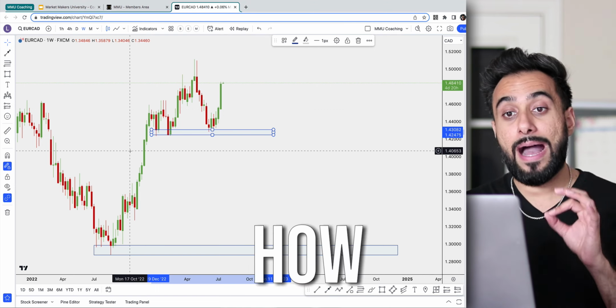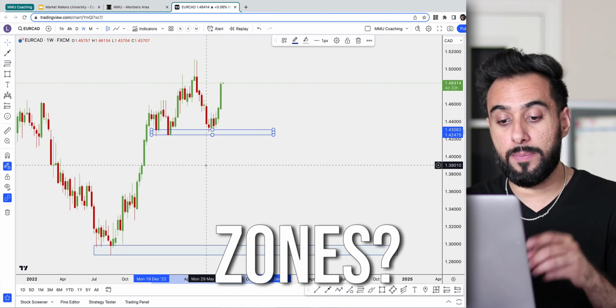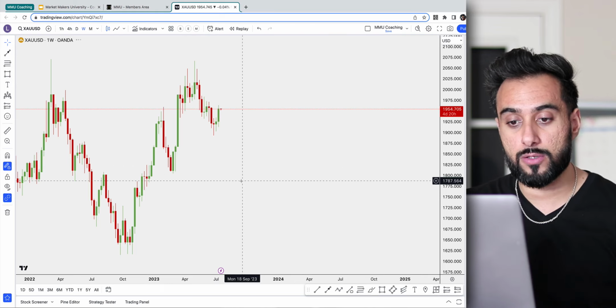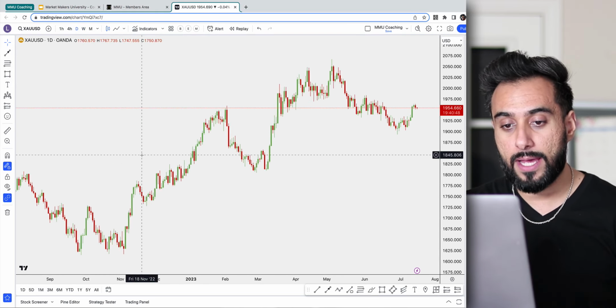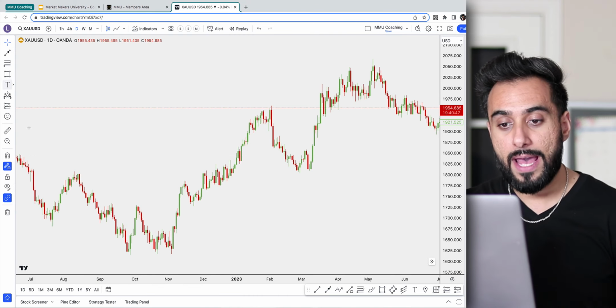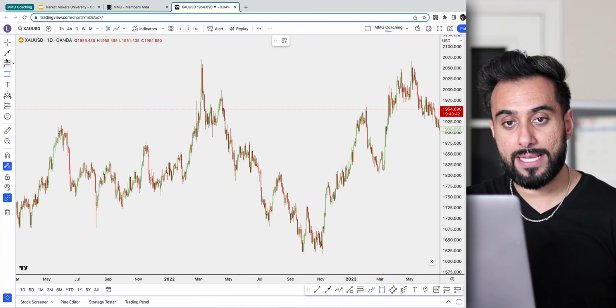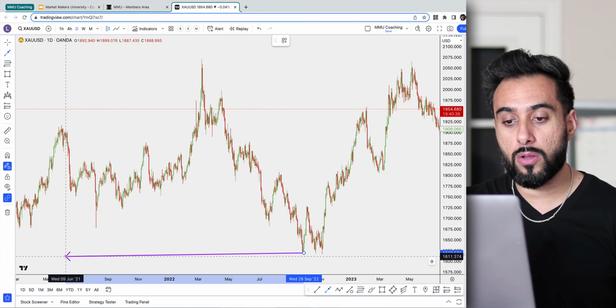So now let's talk about how we actually enter trades using these zones. Let me explain. Let's go to gold, XAU USD. This is gold. Let's go back to the daily time frame, and then let's look at a zone right over here. And by the way, if you look to the left, you can see that the price hasn't reached this area in a long time.